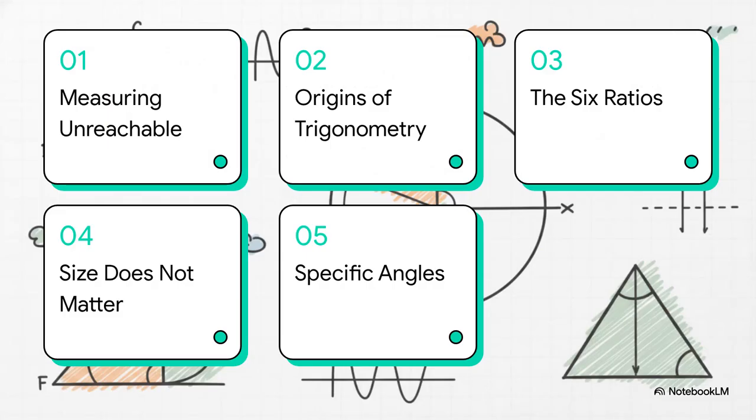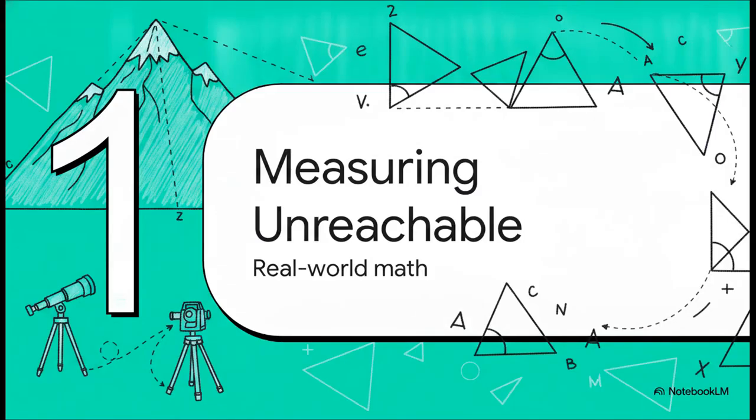So here's our quick roadmap for today. First, measuring the unreachable. Second, origins of trigonometry. Third, the 6 trigonometric ratios. Fourth, size does not matter. And finally, ratios for specific angles. Let's kick things off with section 1, measuring the unreachable, real-world math.